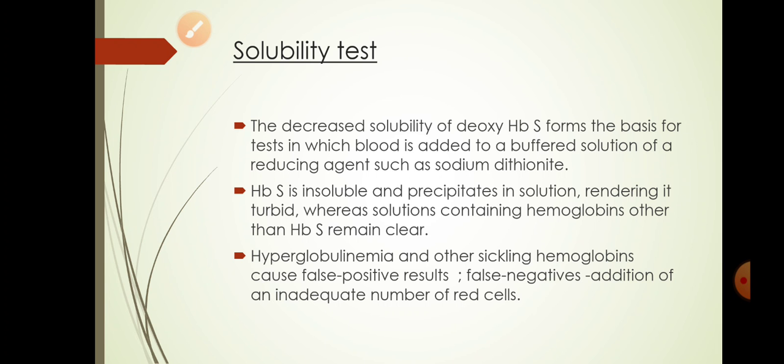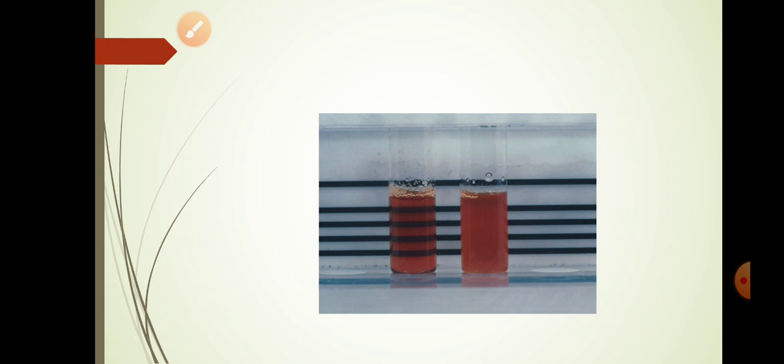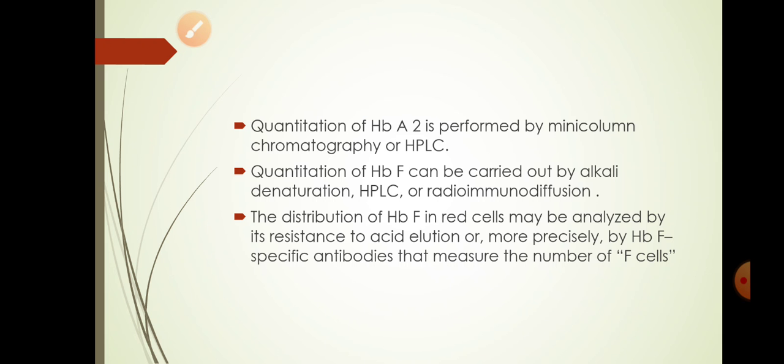Solubility test. The decreased solubility of deoxy sickle hemoglobin forms the basis of tests in which blood is added to a buffered solution of a reducing agent such as sodium dithionite. HbS is insoluble and precipitates in solution, rendering it turbid, whereas solutions containing hemoglobins other than HbS remain clear. Hyperglobulinemia and other sickling hemoglobinopathies can cause false positive reactions, and false negatives occur with an inadequate number of sickle cells. This is the test of solubility.